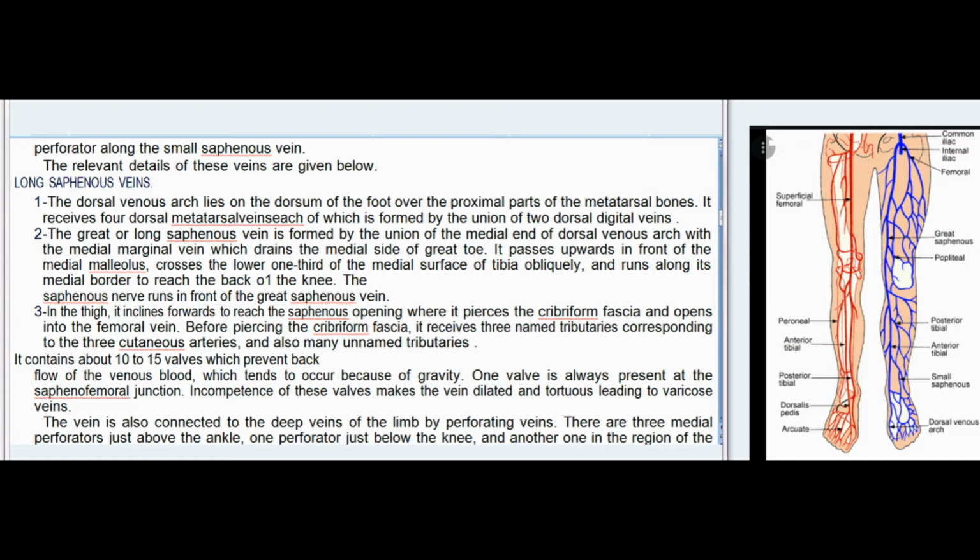It contains about 10 to 15 valves which prevent backflow of the venous blood, which tends to occur because of gravity. 1 valve is always present at the saphenofemoral junction. Incompetence of these valves makes the vein dilated and tortuous, leading to varicose veins. The vein is also connected to the deep veins of the limb by perforating veins.